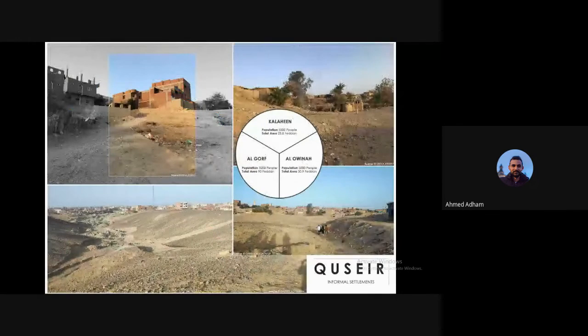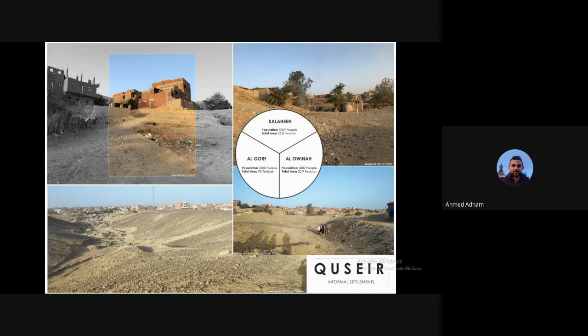The second zone is the informal settlements, which comprise three areas based on data by GOBB. The first is called Kallahin with 5,000 inhabitants, Al-Awaina with almost 5,000 inhabitants, and Al-Ghurf with 3,200 inhabitants. So the population in the informal settlements is around 13,000 inhabitants, which means it's almost a quarter of the total population of the city. And they are lacking, as we mentioned before, the proper infrastructure.